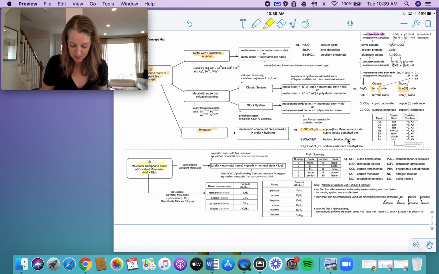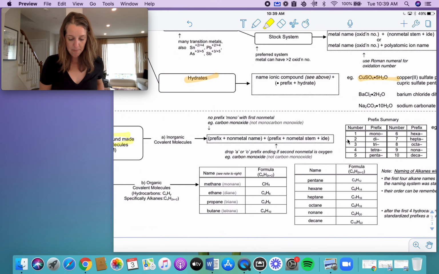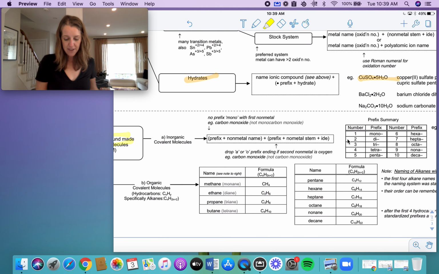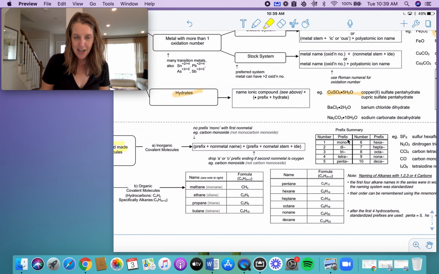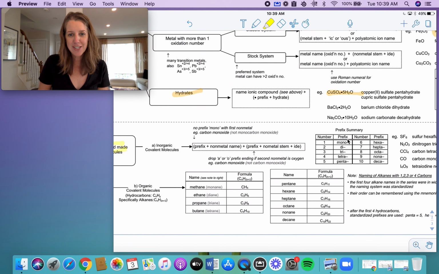So here are some of the rules. Remember, if it's an inorganic compound, you put a prefix in front and then a prefix in the nonmetal and you add -ide. Of course, we don't add a mono in front, and then if there's a mono oxide, you always drop one of the vowels.